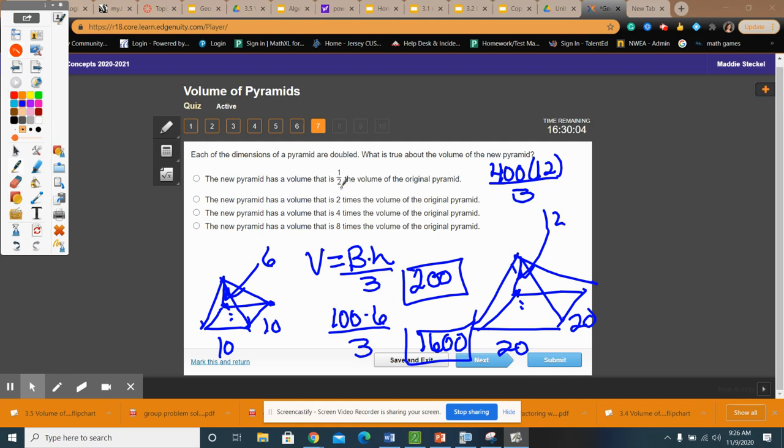So does the new one have half the volume of the original? No. Is it times 2? 200 times 2? Not it. 4? Still not it. It's actually 8 times. It's actually 8 times when you double all the sides.